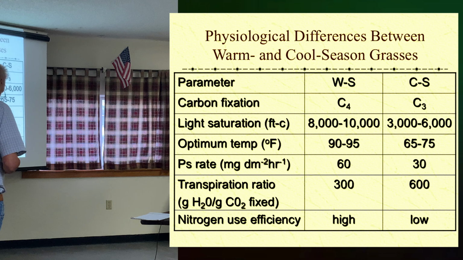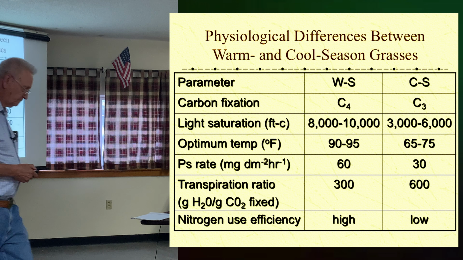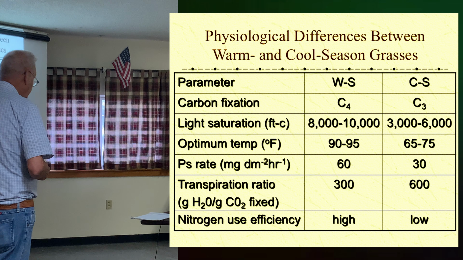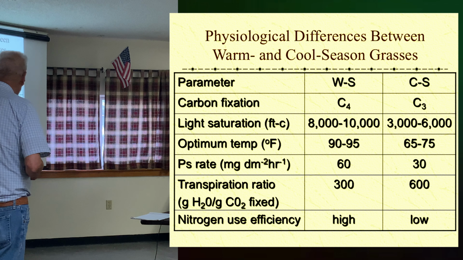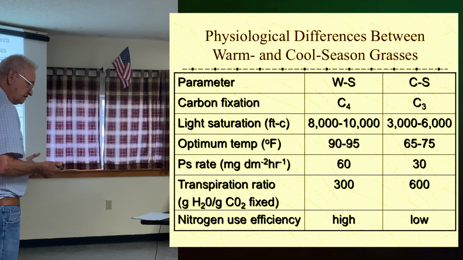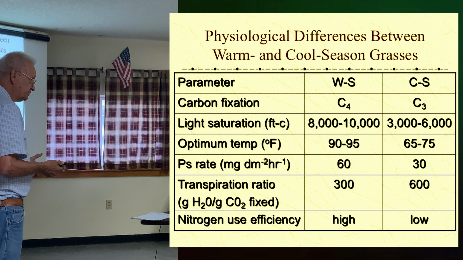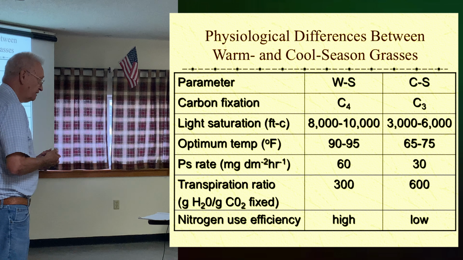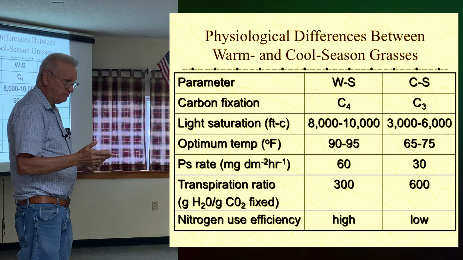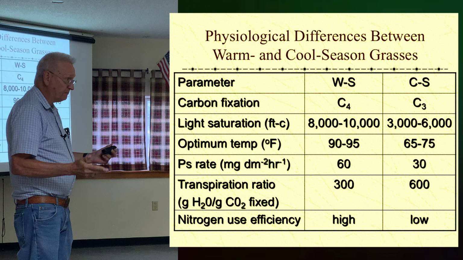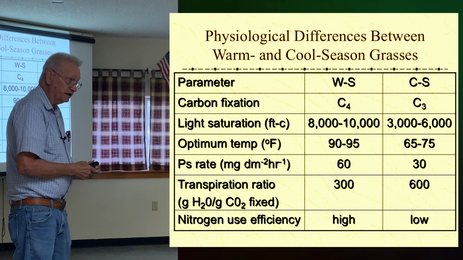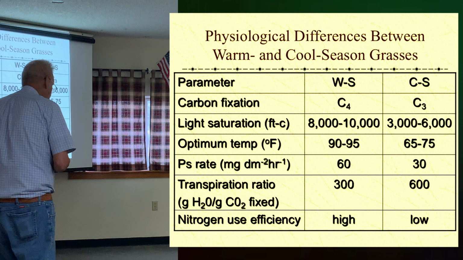Another table here. I never went back and changed the metric units, but its numbers tell you some differences here. So again, C4, that's warm season. C3 is cool season. Light saturation, so that's the light intensity at which these different kinds of plants fix the carbon. And you notice it's a higher number there with the C4 plants. They maximize their photosynthetic rate at a high light intensity. Right? C3 plants do well in shade because they maximize that photosynthetic rate at a lower light intensity. So they would have a competitive advantage in shaded conditions. And you can see the differences there in the numbers.